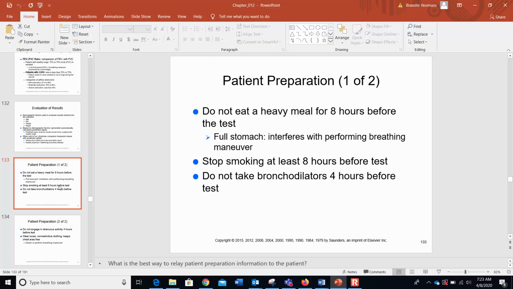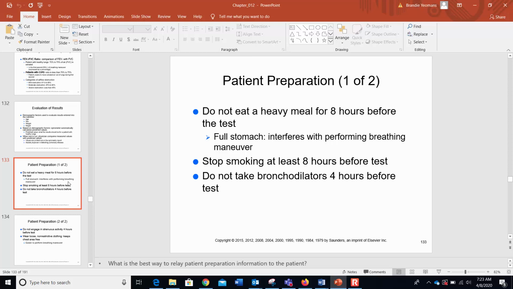So we have to enter those little bits of information about the patient so it will have something to compare to. Now, some of the patient preparation that we should tell our patients before doing spirometry. If it's a planned spirometry, we want to tell them not to eat a heavy meal 8 hours before coming to do the test, because unfortunately when the stomach is full it doesn't allow the lungs to expand fully. We want them to stop smoking at least 8 hours before the test if they're a smoker. And that's a very, very hard thing.